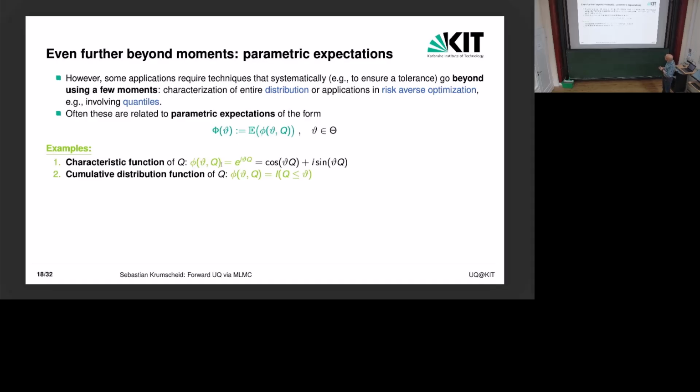So what do we have in mind? Well, the first, maybe obvious one would be to take phi simply to be the cosine of theta q plus the imaginary unit times sine of theta q. Right? Because if we were able to compute this expectation, we would get the so-called characteristic function, which completely describes the entire distribution of a random variable. Okay? So this would give us, in terms of uncertainty quantification, really the full distribution of our output, not just some moments.